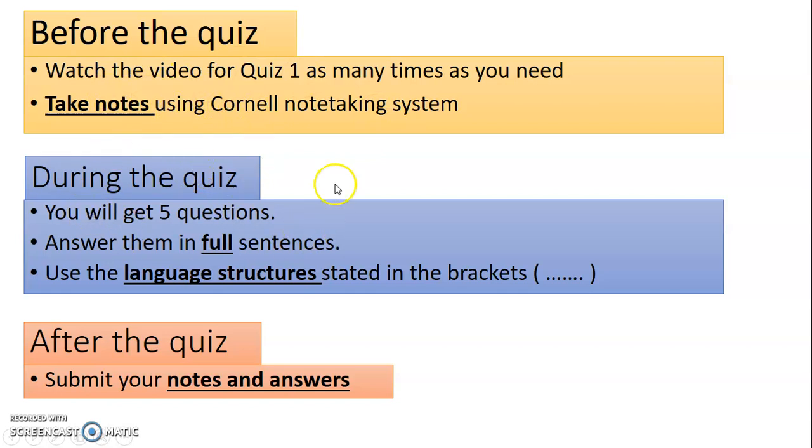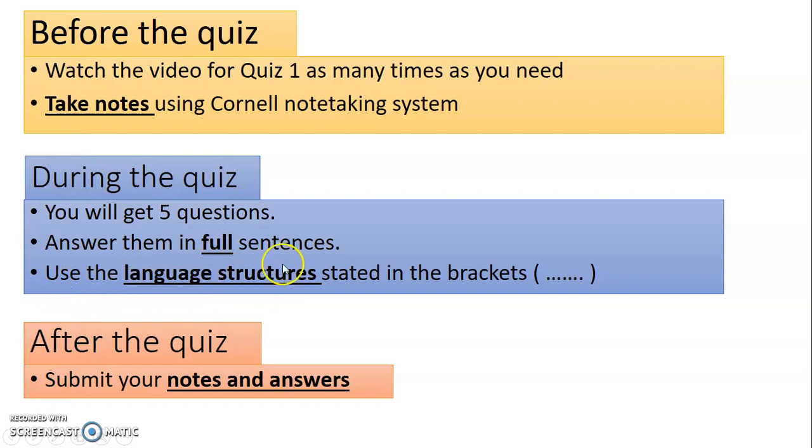So during the quiz, you go to Moodle, you click on quiz 1 for your section. You will not have access to any other section's quizzes, and you will download a file and you will see 5 questions. It is important that you answer them in full sentences. What do I mean by full sentences? You have a subject and a verb in each sentence, and you start with a capital letter, finish with a full stop. All right, no phrases.